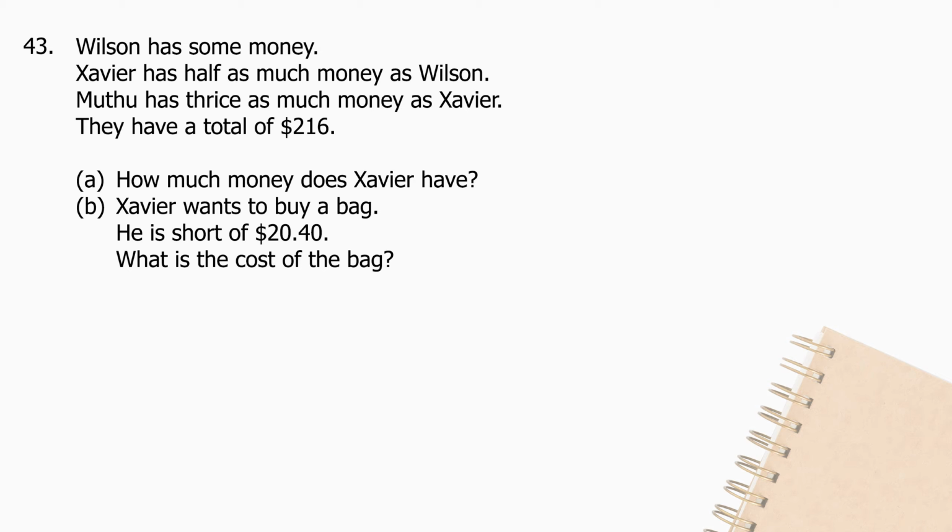Question 43. Wilson has some money. Xavier has half as much money as Wilson. Muthu has thrice as much money as Xavier. They have a total of $216. A. How much money does Xavier have? B. Xavier wants to buy a bag. He is short of $20.40. What is the cost of the bag?